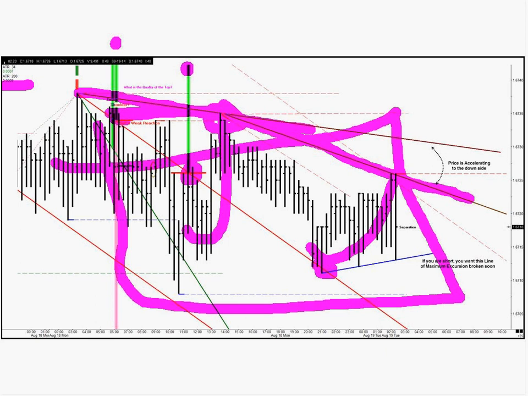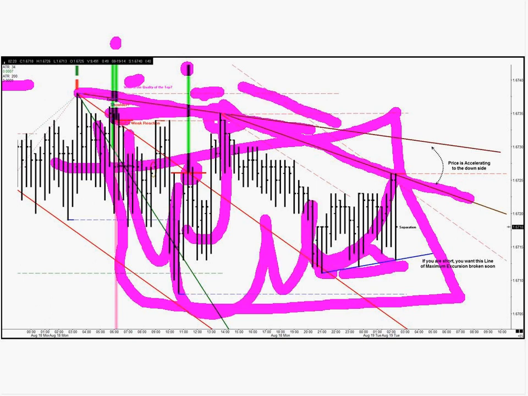If you're short, you want this small line of maximum excursion that's pointing up to be broken, and to be broken soon, right here. The price is accelerating to the downside. So just relax and let price do its thing. And you know this, and most of the market only sees a range. If you're short here, and price is accelerating, even though it's within this big range, just relax.